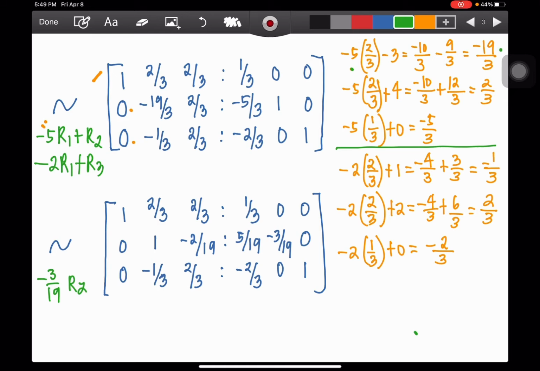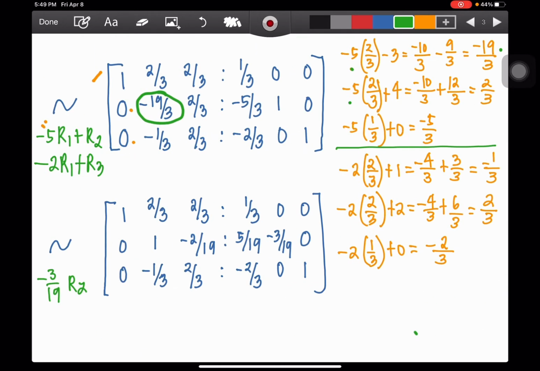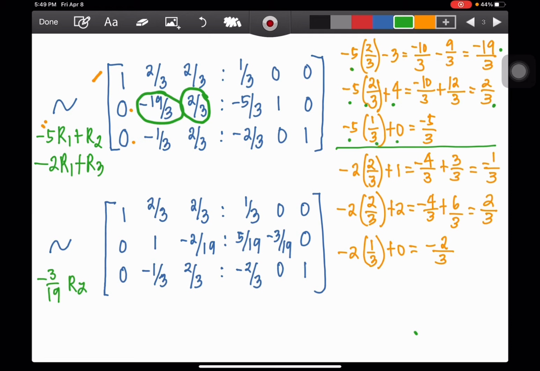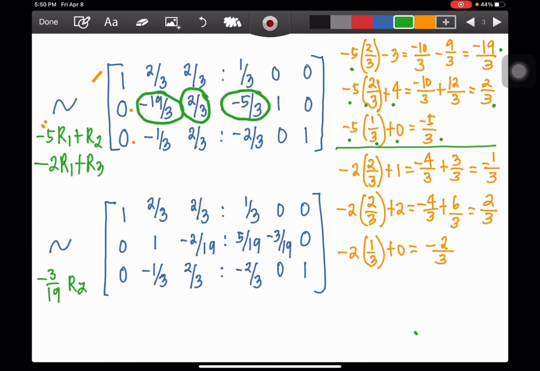Okay, so that will be the value here. Next is negative 5 times 2/3 plus 4, which is equal to 2/3. So kindly review your operations of fractions. So we have here 2/3 as our answer. Okay, then next is negative 5 times 1/3 plus 0, which is negative 5 over 3, which is this one. Okay, since we don't have any other values here other than 0, you just bring down 0, 1, and 0.